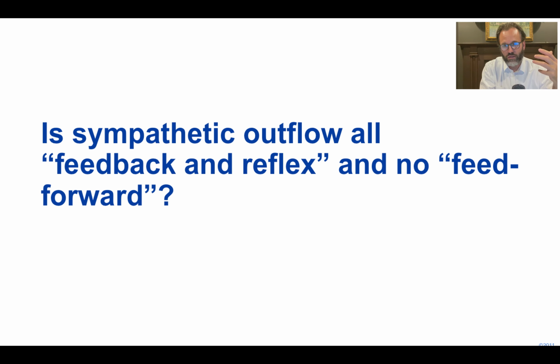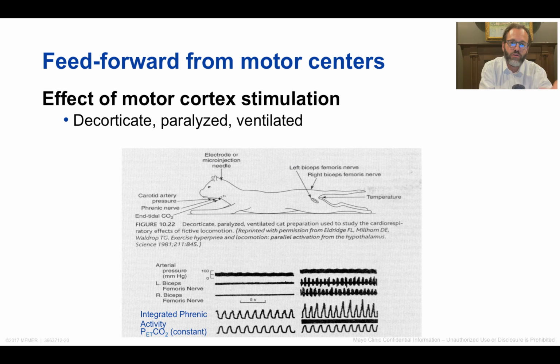So, which would essentially say, well, when my brain is thinking about or taking in a significant sensory stimulus, or I know that I'm going to be exercising extremely intensely in a very short period of time, is there a priming feed-forward mechanism in place that ultimately serves to optimize the response to stress? And here, one of the best models was really by Fred Eldridge. These studies were done in the 70s and 80s, looking at the effect of motor cortex stimulation in the decorticate, paralyzed and ventilated cat.